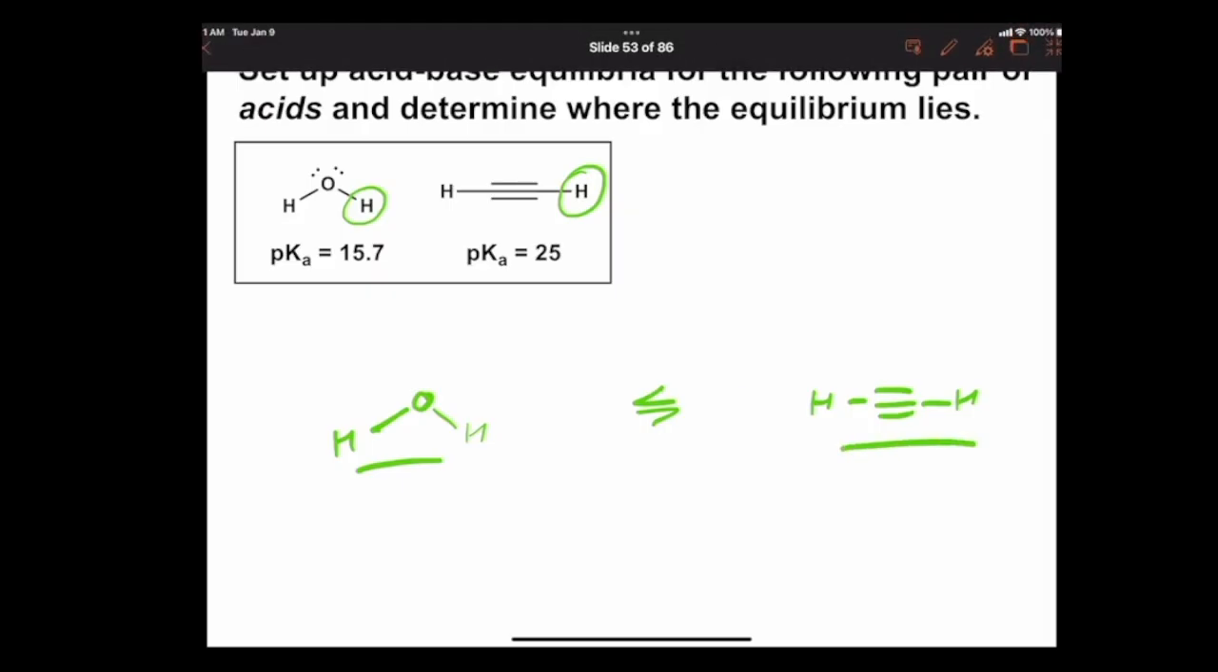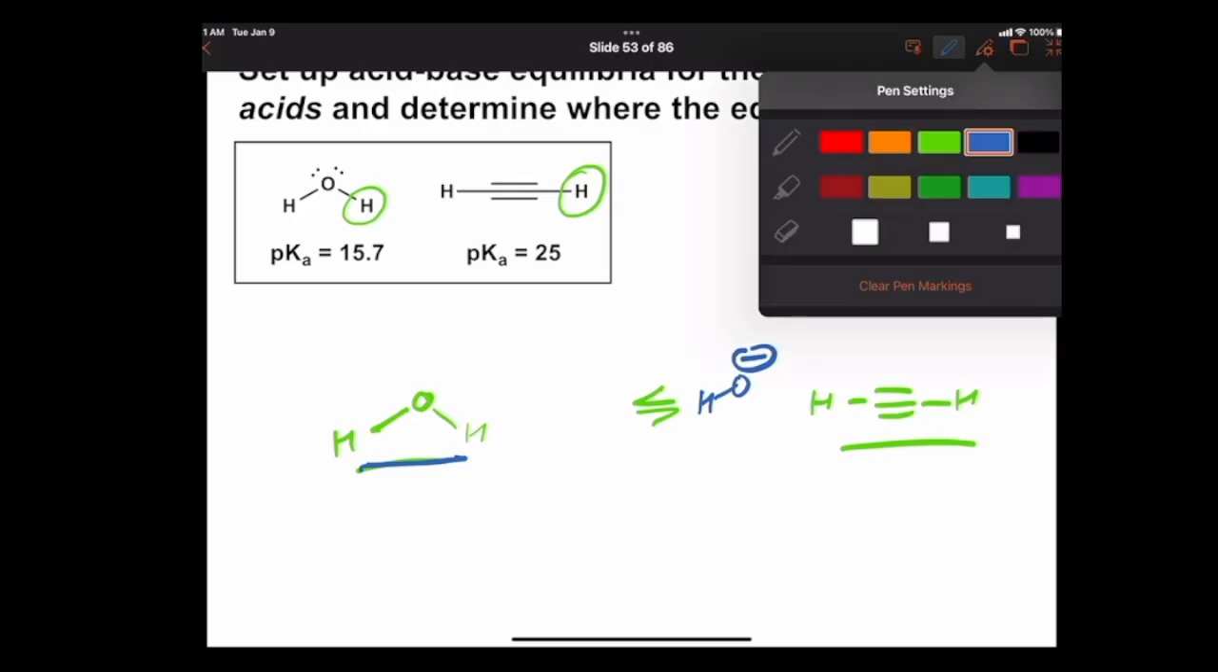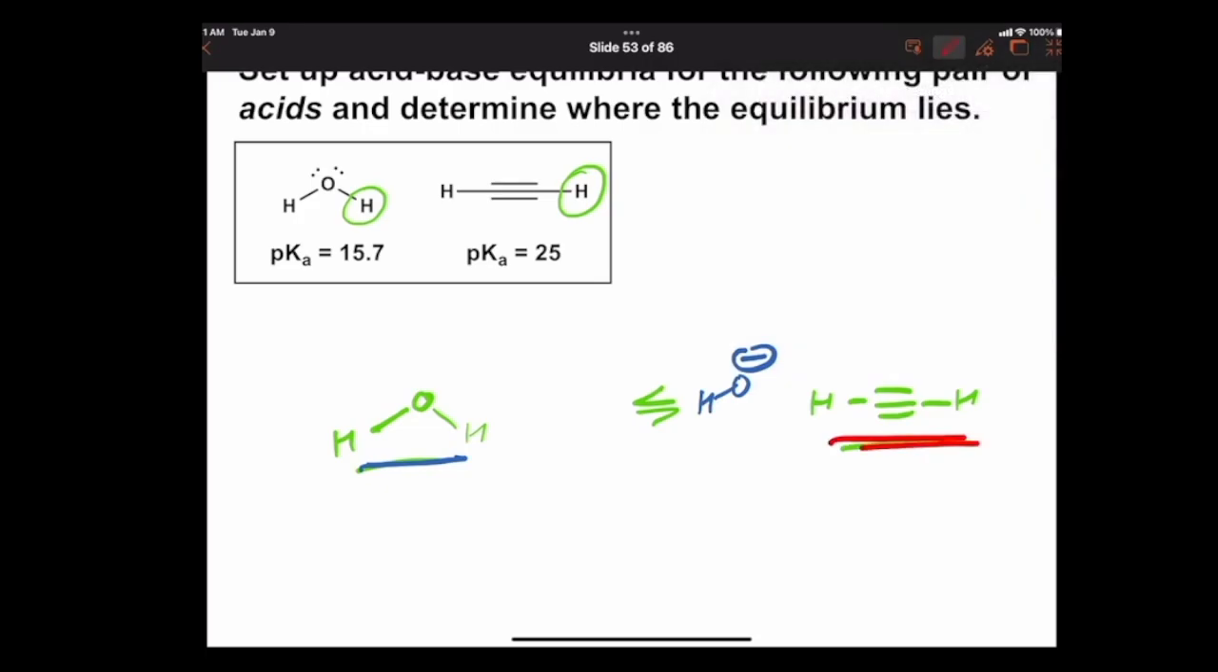Now, to complete the equilibrium, what is the conjugate base of water? If water acts like an acid, what does it form? OH minus, hydroxide, right? Okay, what about if acetylene was to act like an acid? Its conjugate base would be what? Negative charge where? If the hydrogen I've drawn is the one that's acting like the acid, you're losing this, so it has to be something that looks like C triple C, lone pair, minus, right?